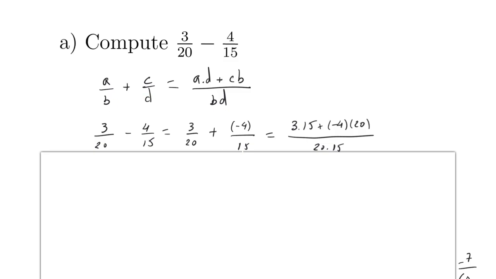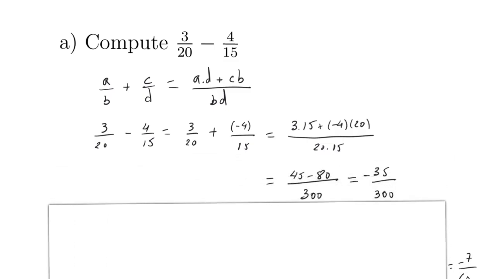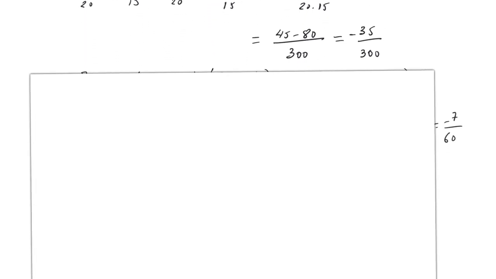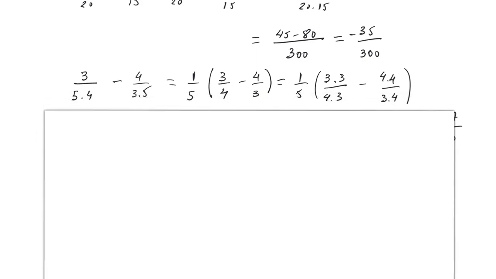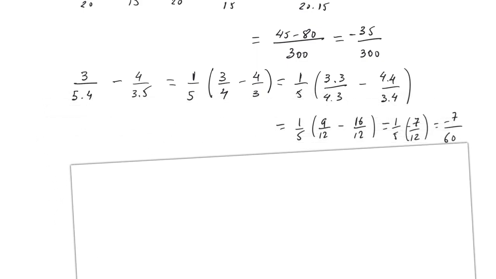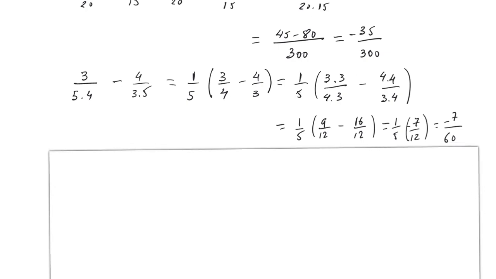So if we make the sum, this is just an algebra operation, you can find the correct answer, and the correct answer will be minus 35 divided by 300. That probably you can reduce, oh yes, it is reduced here to minus 7 divided by 60. So minus 35 divided by 300 is the same as minus 7 divided by 60.